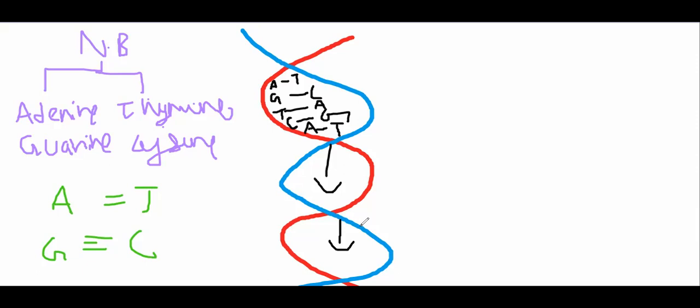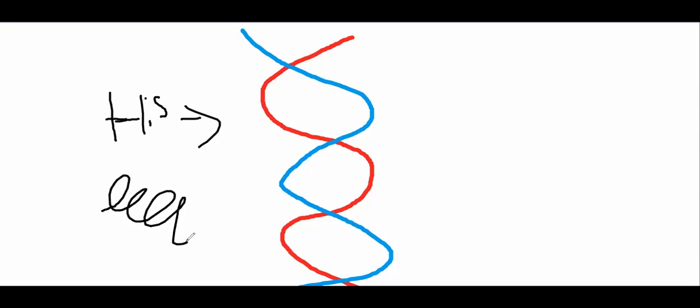Now let us look at what these histone proteins are. Histone proteins are the proteins that help in the coiling and the packaging of DNA into structural units called nucleosomes. In coiling, these histones help the DNA in coiling and packaging of DNA into structural units called nucleosomes.